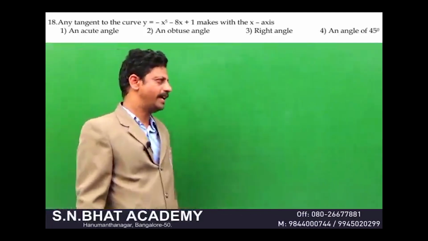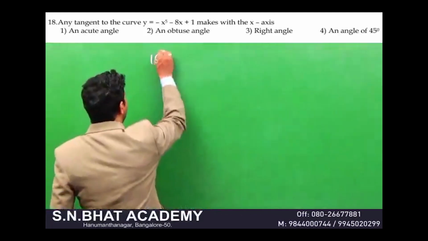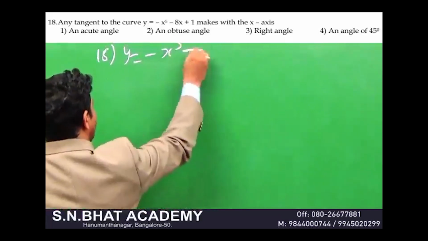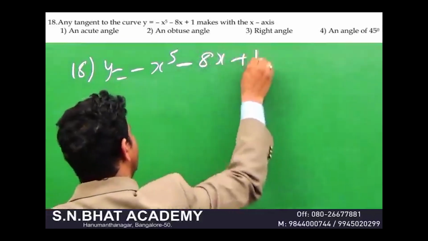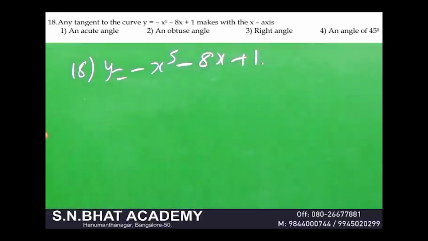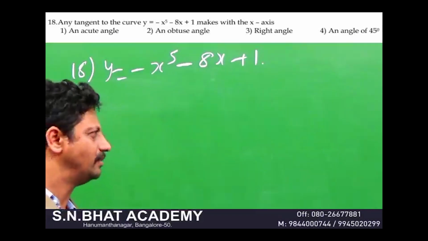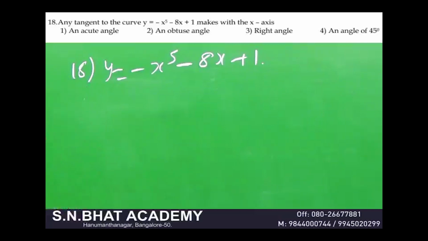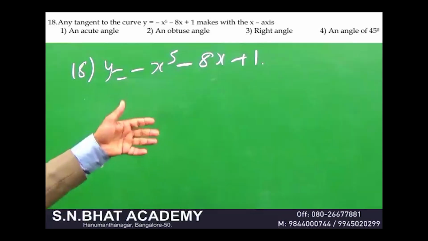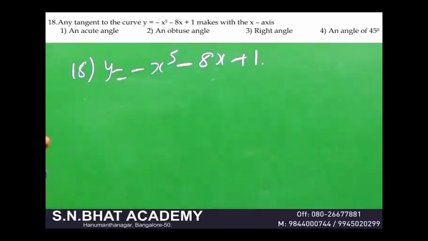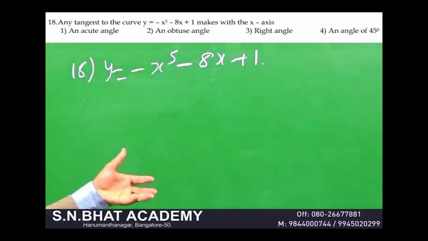The next one is the 18th problem. In this problem, a curve y equals minus x power 5 minus 8x plus 1 is given. We have to determine the angle made by any tangent with the x-axis, whether that angle is an acute angle, obtuse angle or right angle. So they are the options. Suppose we draw a tangent to this curve. What is the angle made by the tangent with the x-axis?